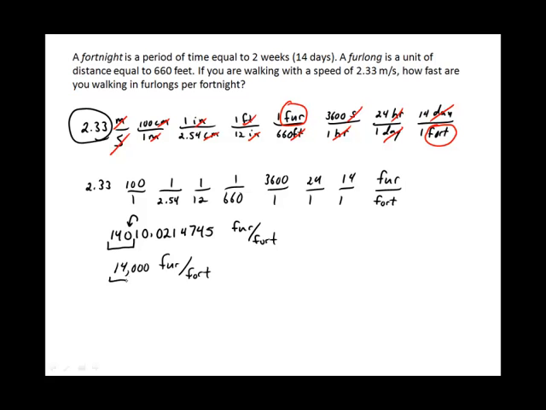Now this number looks like 2 digits. The only way I can really show that there's 3 digits is to write this as 1.40 times 10 to the 4th furlongs per fortnight. In other words, I have to use scientific notation to really get that expressed correctly.